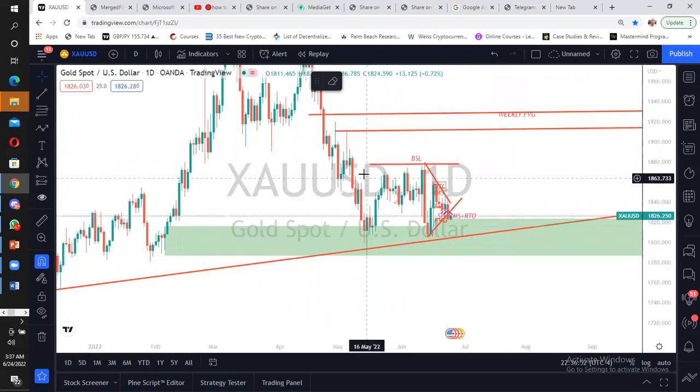Break of market structure, break, hit this level and flush down. This level is still intact. This level is not taken out. So my bias will change once this level is taken out. I'll start looking to the downside. But for now, I'll be looking out for the upside.